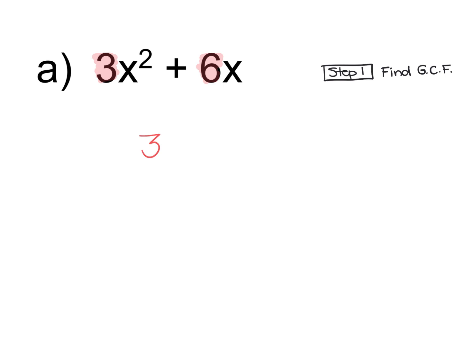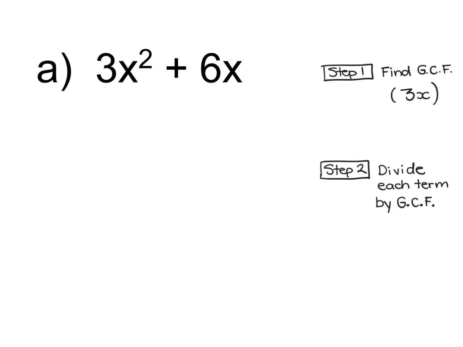Now let's look at the variables. Notice both terms actually have an x. So x is going to be part of your greatest common factor. And you go for the x with the smallest exponent. In this case, it's just a plain x, because that's actually exponent of 1. So let's put that in our greatest common factor. Okay, so step 1 is done, and I'm just going to write that here on the side.